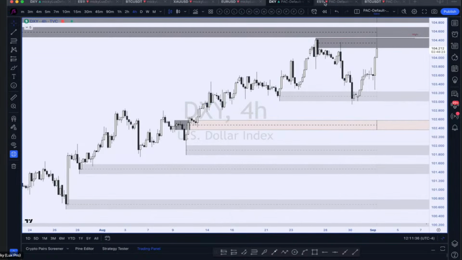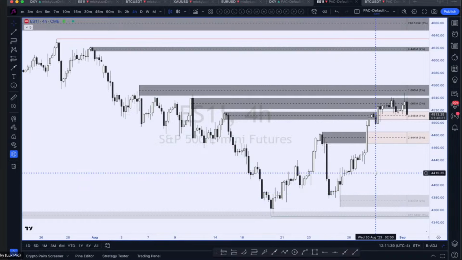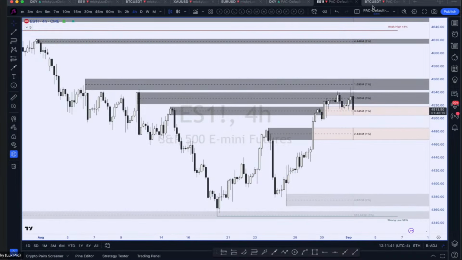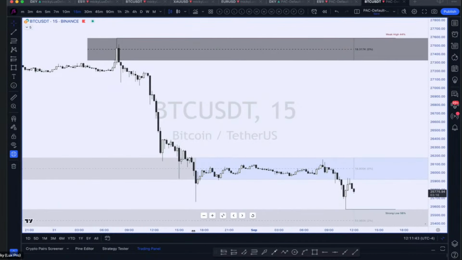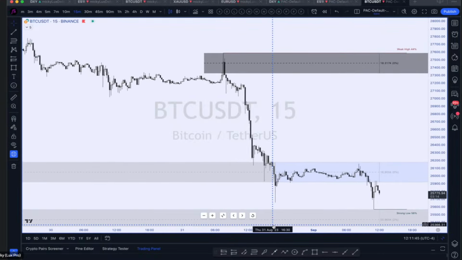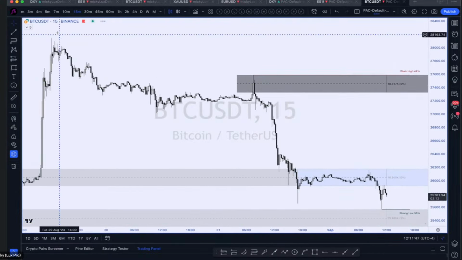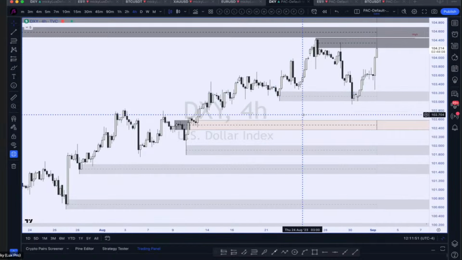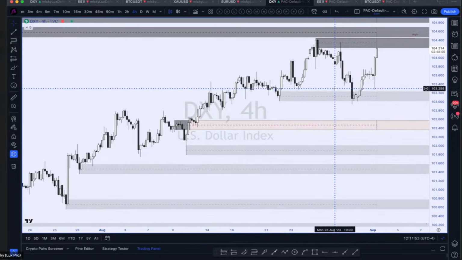I have the dollar here. I could use the ES futures as an example, and the Bitcoin. Here's the Bitcoin 4-hour. Let's take a look at the dollar, since that affects most of the markets. Doesn't matter what you trade.